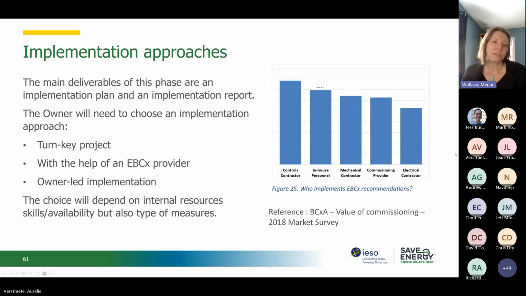So the owner can choose 3 different ways to implement or to prepare for implementation. They can look at a turnkey project, they can prepare it using the help of the EBCx provider, or they can do an owner-led implementation. And the decision of which type to do is usually determined by what's available for internal resources and the skills of the internal resources, as well as the type of measures to be implemented.